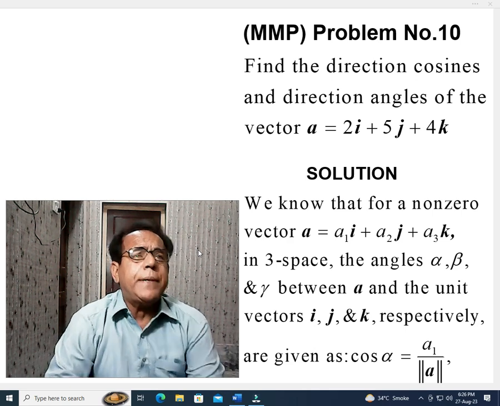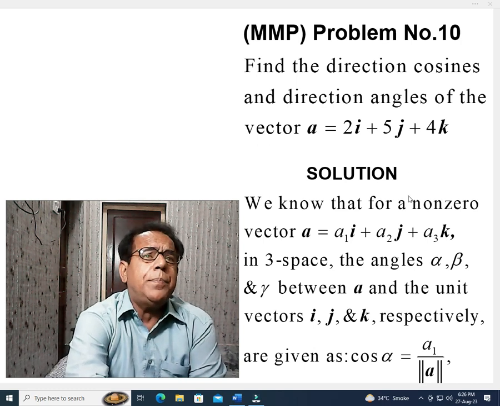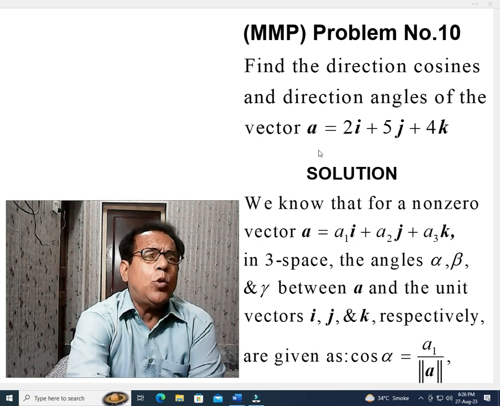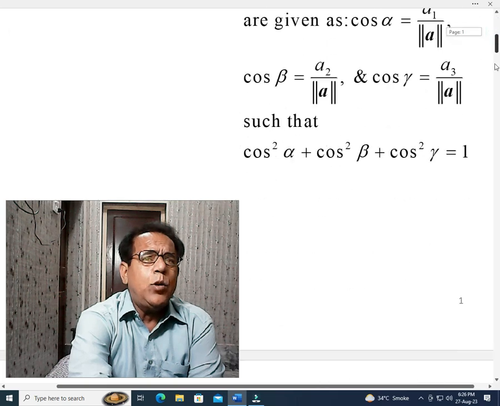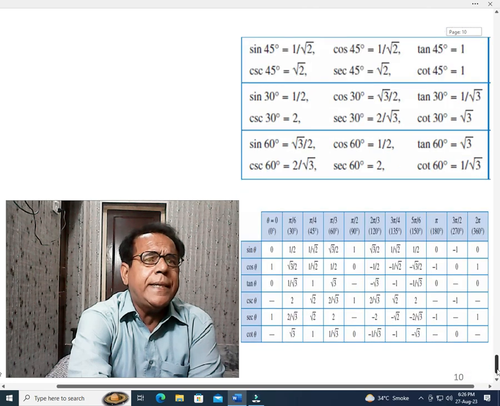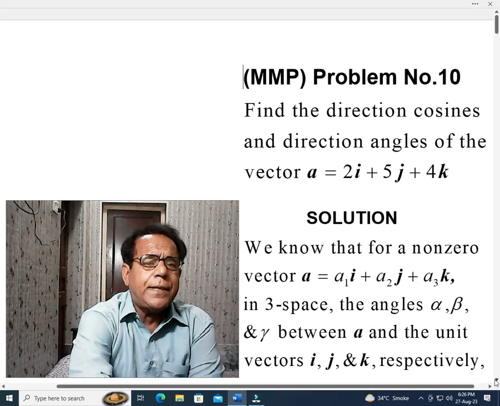Okay, problem number 10, find the direction. Dear students, trigonometric formulas and trigonometric values are used in all these problems. So at the end, 2 tables have been shown. These 2 tables will be very helpful in this connection, because these 5 problems relate to vector analysis in which trigonometric values are used.